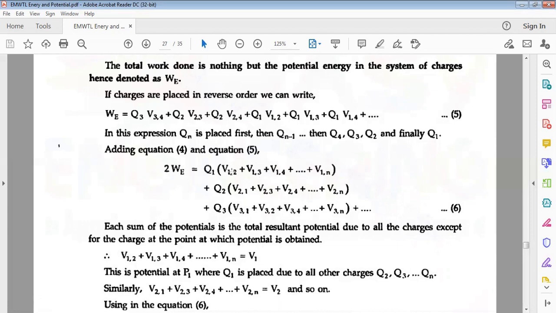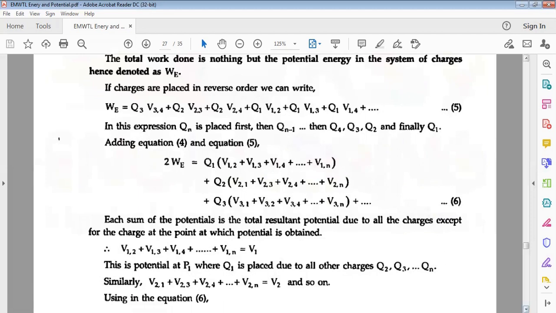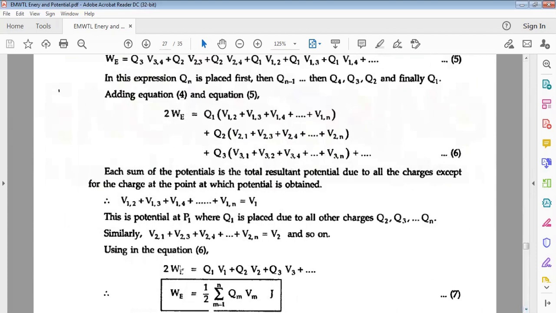See, for Q1 there is no V11, only V12, V13, V14, and so on. When the charge is Q2, there is no V22, only V21, V23, V24. For the charge Q3, we have only V31, V32, there is no V33, then V34. For the charge Q4, we have V41, V42, V43, and there is no V44. So each sum of the potentials is the total resultant potential due to all the charges except the charge at the point at which the potential is applied. So V12, V13, V14, and so on up to V1N, assume it is V1. V21, V23, V24 is assumed to be V2. And V31, V32, V34, and so on up to V3N is V3. Then 2WE is equal to Q1 V1 plus Q2 V2 plus Q3 V3.